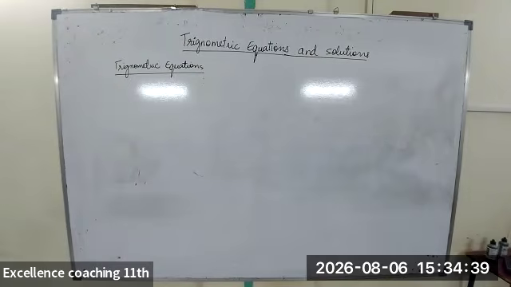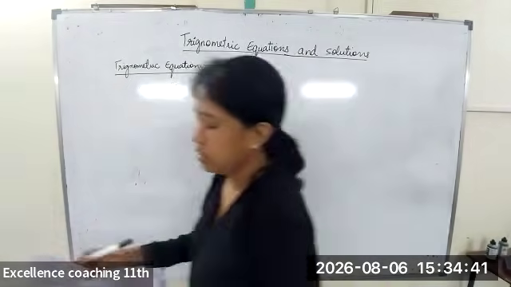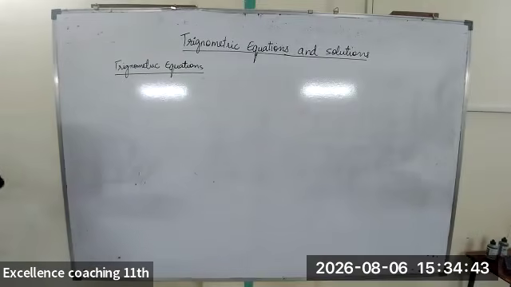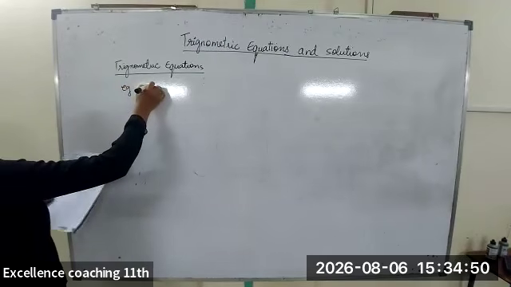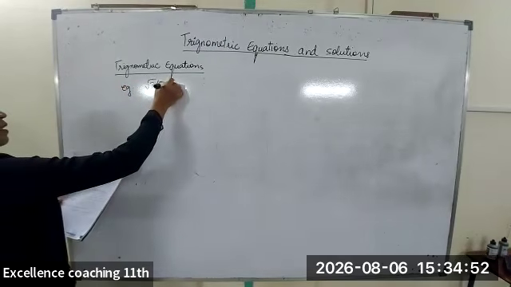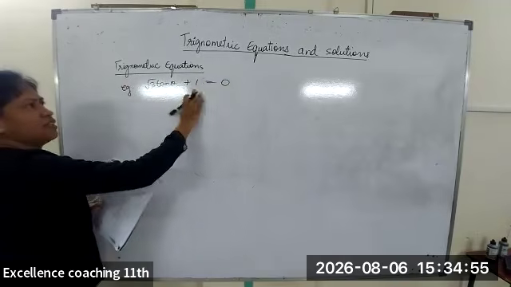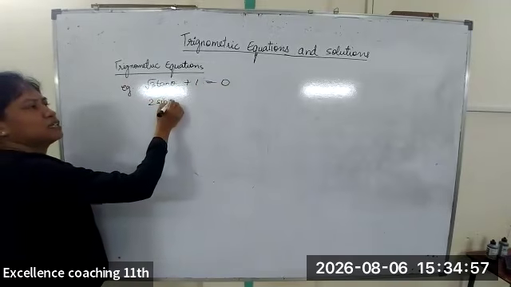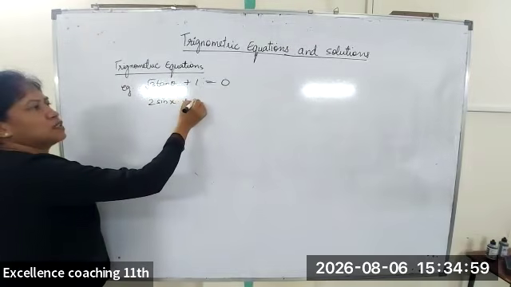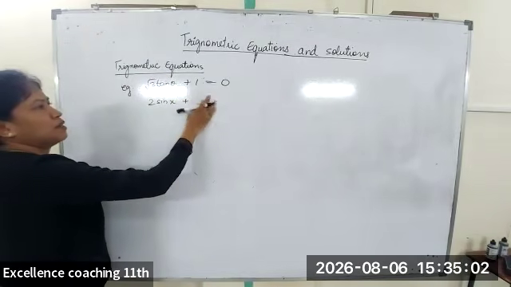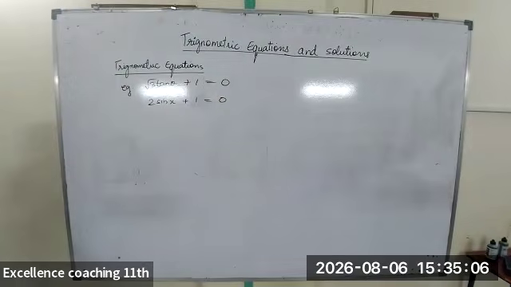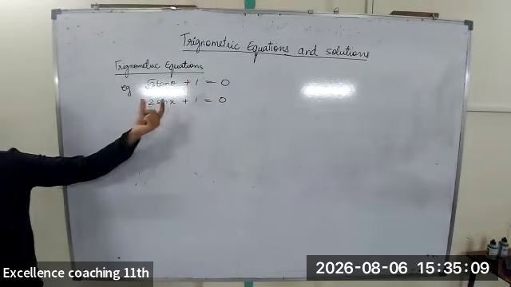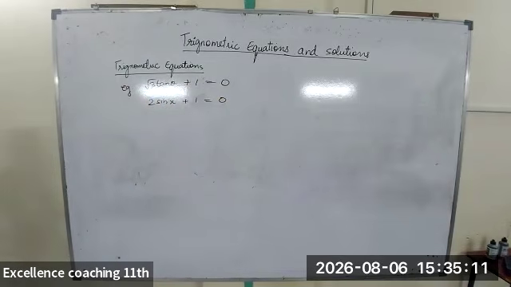These are trigonometric equations and solutions. Any equation which includes some trigonometric functions, you don't have to learn the definition by heart now. Just suppose 2 sin x + 1 equals 0. Anything like that. Any equation which includes a trigonometric function in it is called a trigonometric equation.